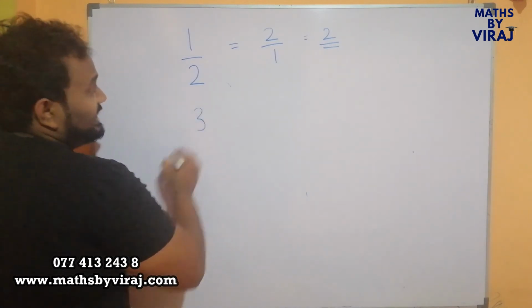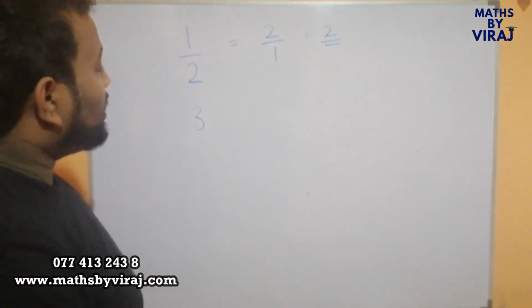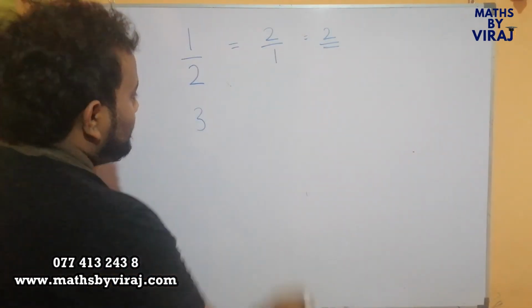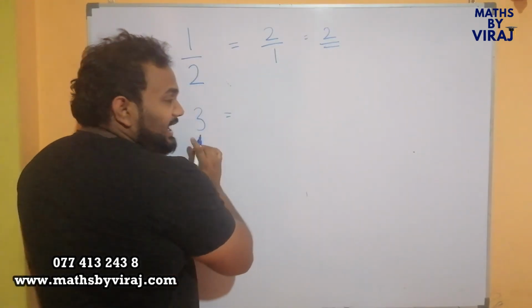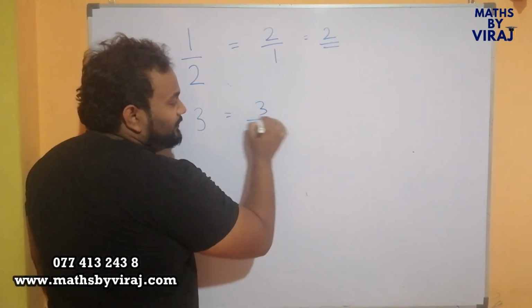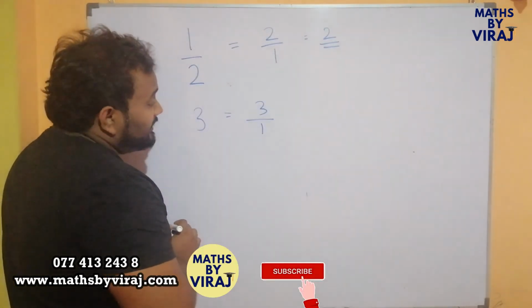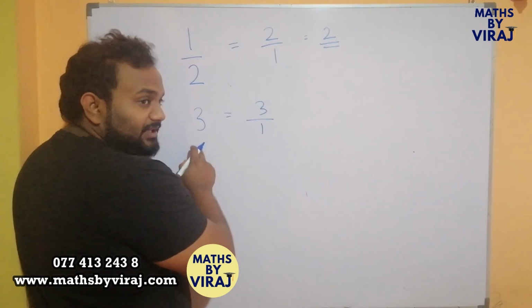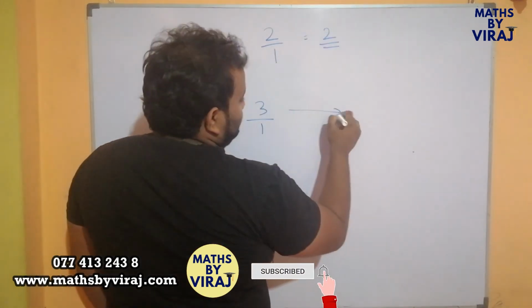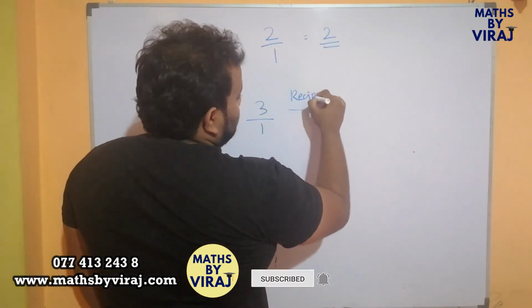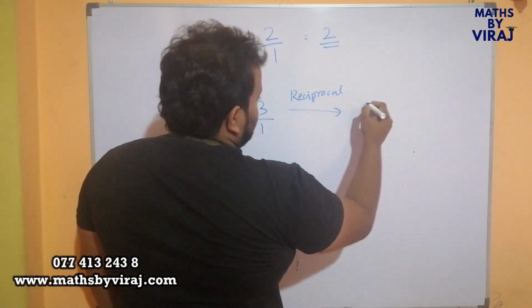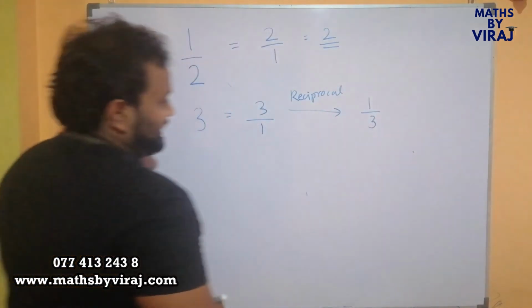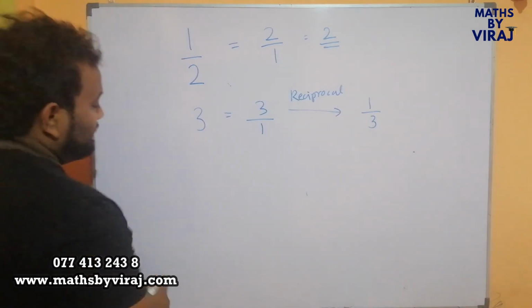If whole number 3 was given, the reciprocal of whole number 3 is, let's see, any whole number can be written as 3 over 1. Therefore, when 3 over 1 is the fraction of 3, the reciprocal is 1 over 3. Let's look at another example.